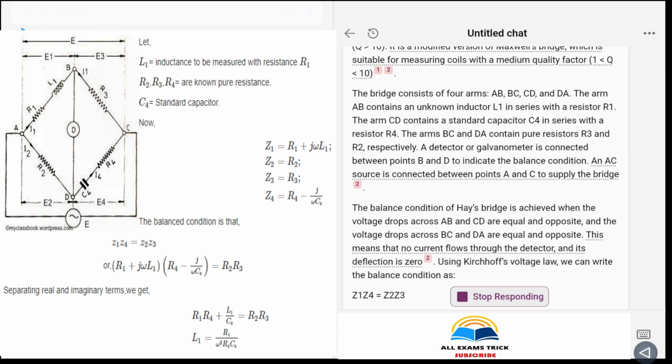The arms BC and DA contain pure resistors R3 and R2 respectively. A detector or galvanometer is connected between points B and D to indicate the balance condition. An AC source is connected between points A and C to supply the bridge.